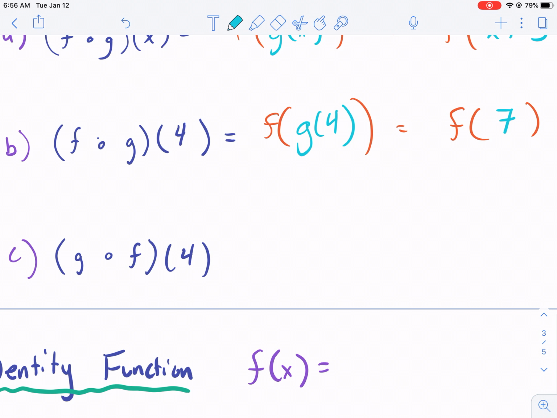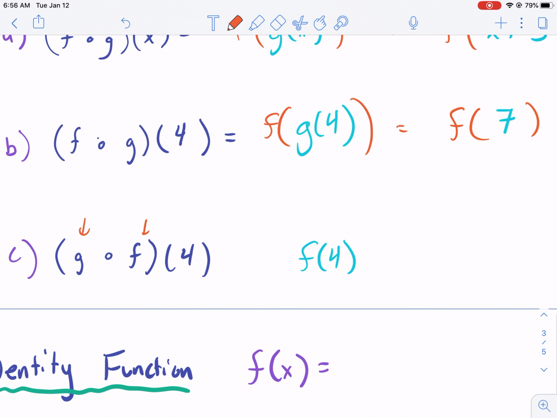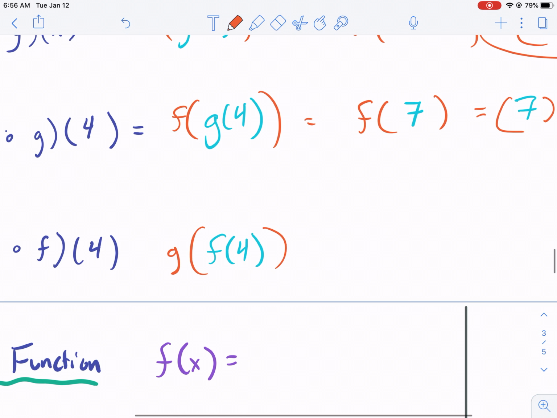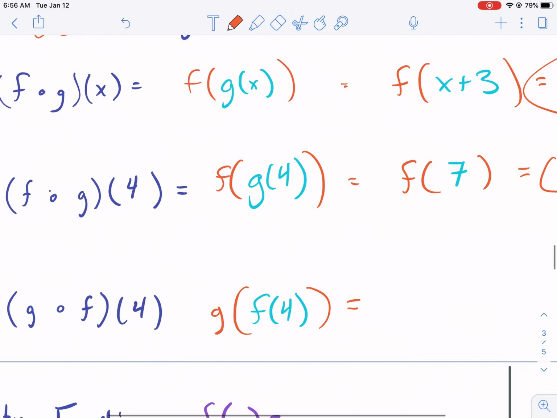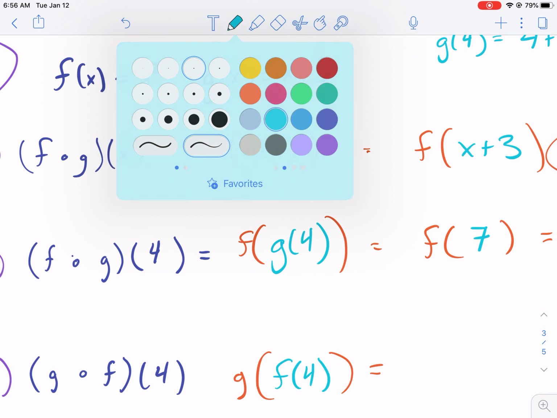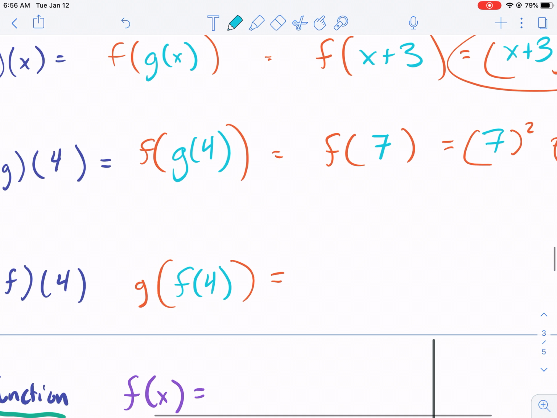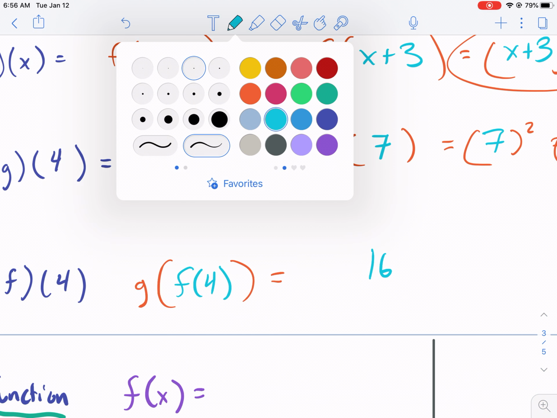Okay, now what happens if you switch it around? Now we're doing f of 4 first. Okay, remember that's the inner function. That's the inner, that's the outer. So we're doing f of 4 first, and then we're going to take g of that. So we're going to plug in 4 for f first this time. They switched roles. So we're going to do 4 squared. That's the same thing as, so f of 4 is the same thing as 4 squared. That's equal to 16. So we get 16, and now we're going to move on to the outer function.